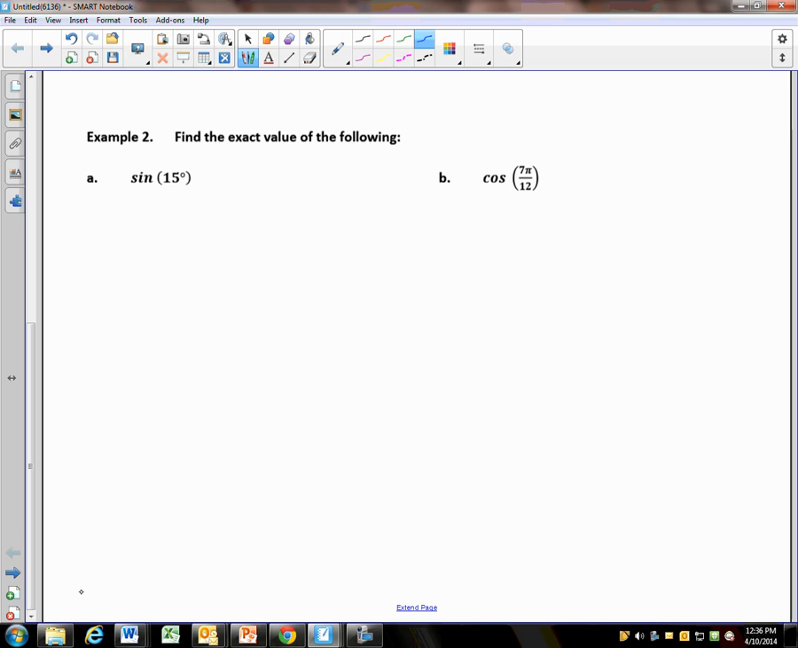I don't know the exact value of sine of 15. It's nowhere on my chart. But there's 2 angles I do know the exact value of that I can either add or subtract and get 15. What are 2 angles whose exact sine value you know that you can either add to 15 or subtract to 15? 45 and 30. So this is the same as the sine of 45 degrees minus 30 degrees.